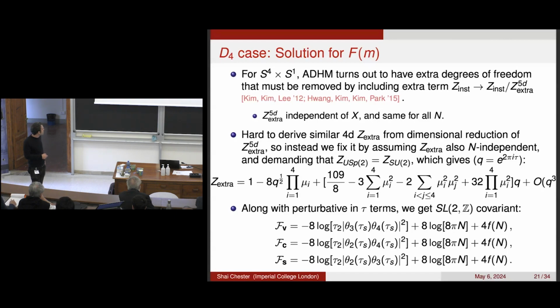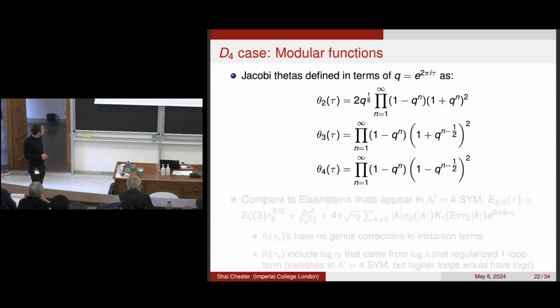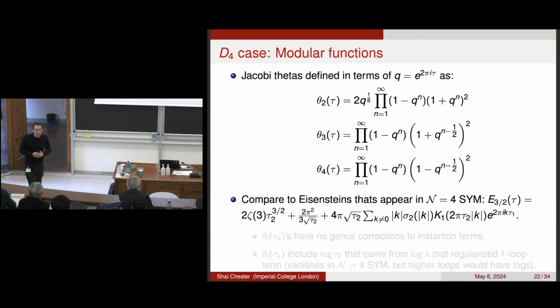So what are these Jacobi theta functions? What's this theta 3 and theta 4? The precise definition in terms of the nome is given here, which I guess this audience is hopefully already very familiar with. So let's compare this to the answer which one would have gotten in N=4 super Yang-Mills. If you would have computed the analogous quantity, you would have found that it would have been written in terms of these non-holomorphic Eisenstein series.